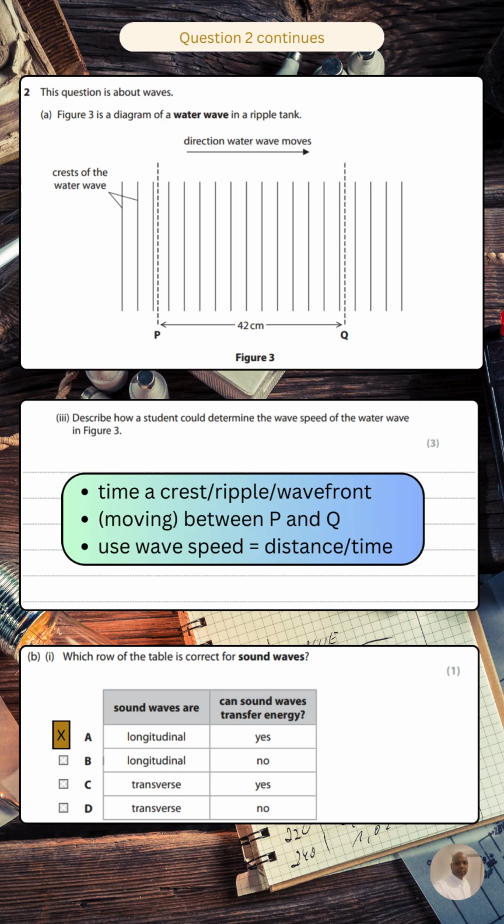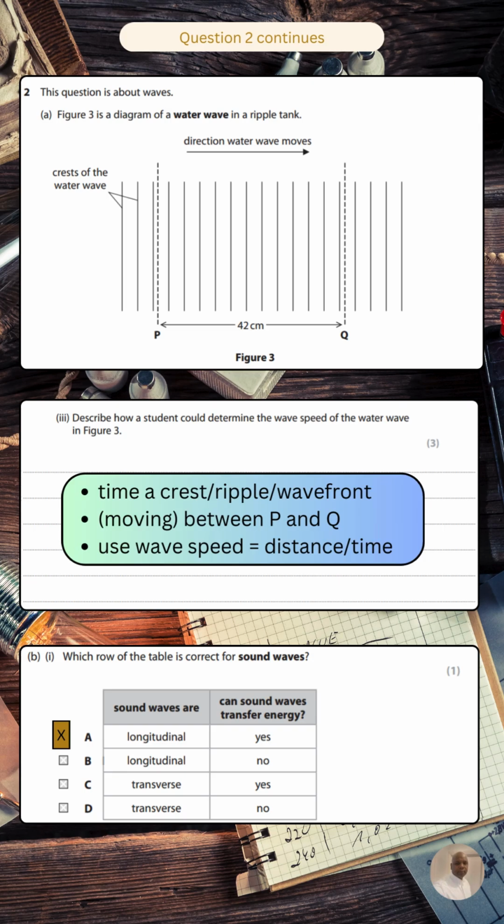So part 3 for A says you must work out the speed. How can you determine the speed of the water wave? It's very simple to work out, because if you look at it, you need time. If you're going to work out speed, you need some time. You have already been given a distance, so all you need is time. So how do you determine the time?